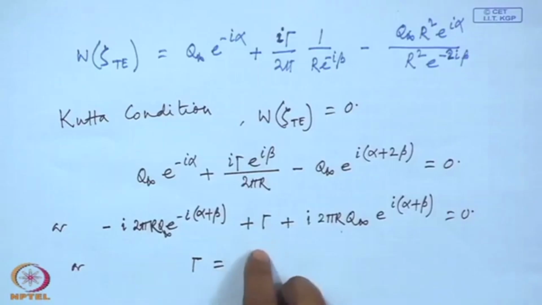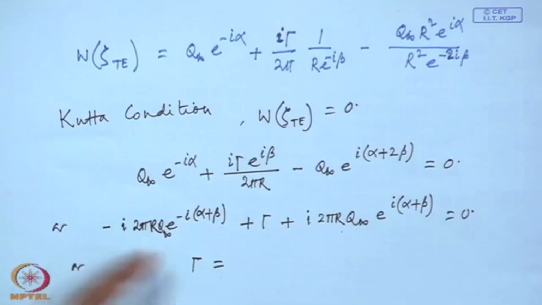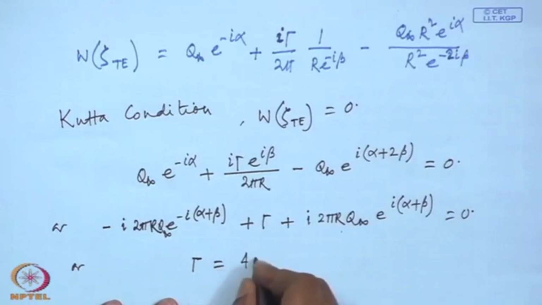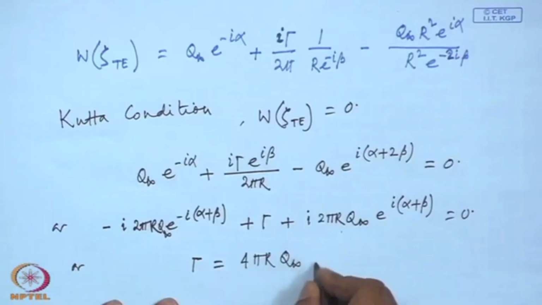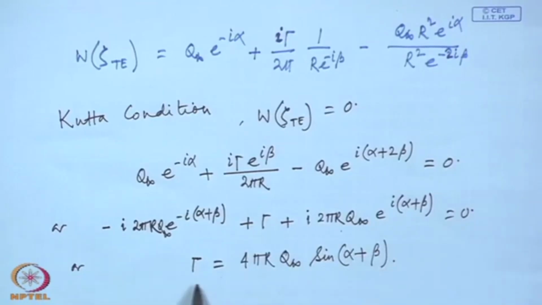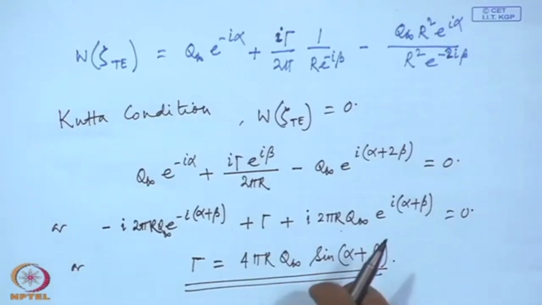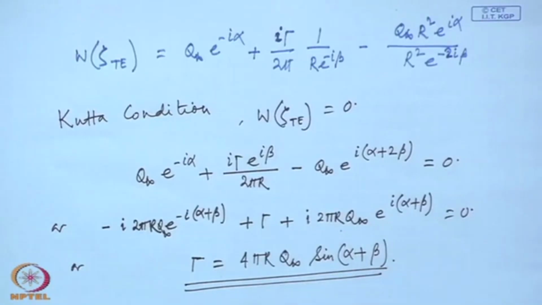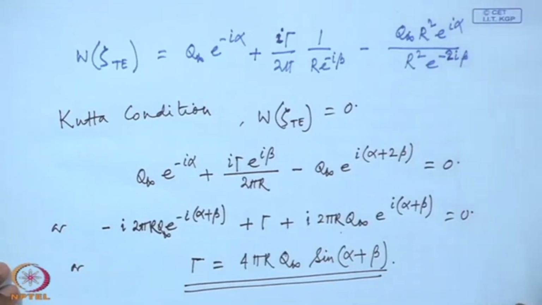First of all, you must remember that this gamma, without doing anything, must have a real value. It will not have a complex value. And since these are multiplied by i, the sine will give the real part. So, this is 4 pi r q infinity sin alpha plus beta. So, this will be the circulation produced for the Zhukovsky airfoil, 4 pi r q infinity sin alpha plus beta.